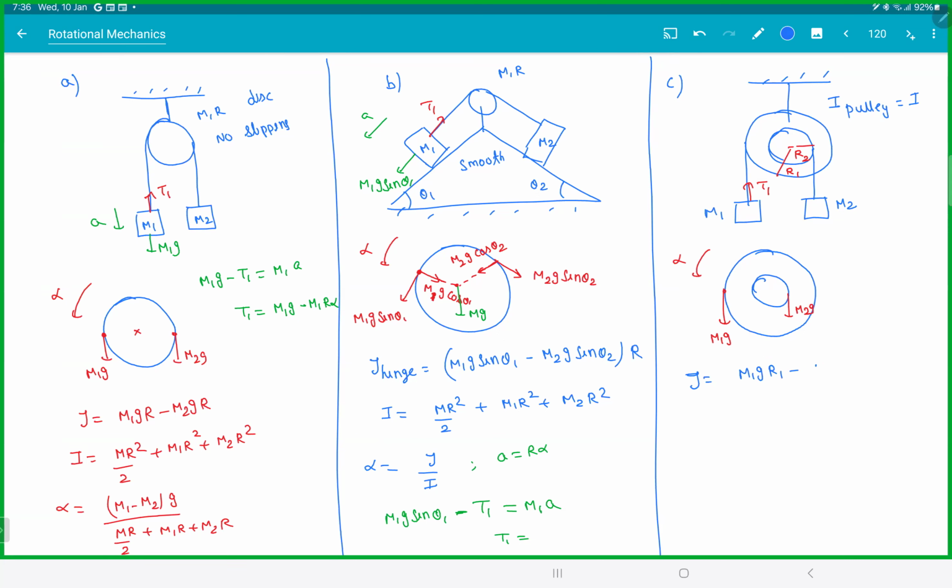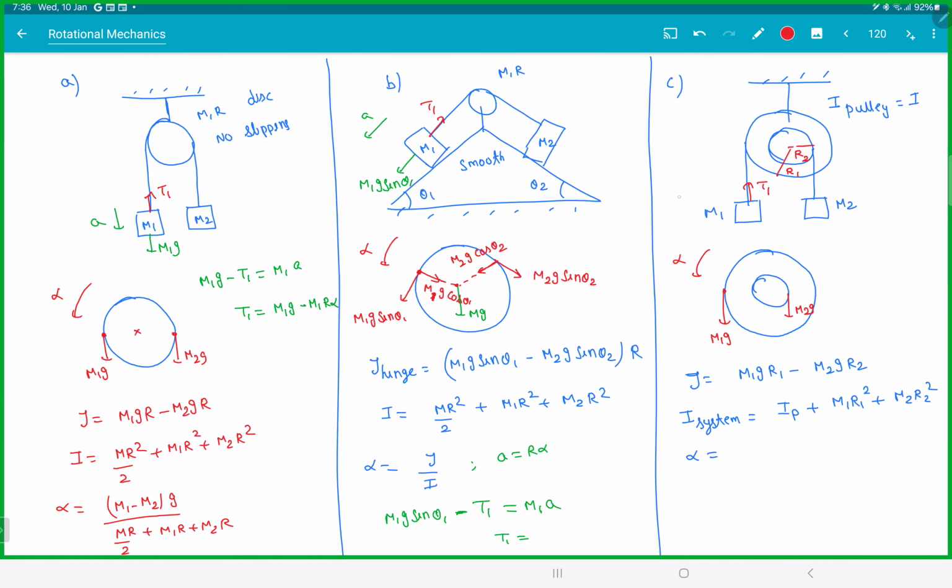M1g R1 minus M2g R2. The I of the system will be I of the pulley plus M1 R1 square. Here the distances are also different, M2 R2 square. So from there you get alpha.